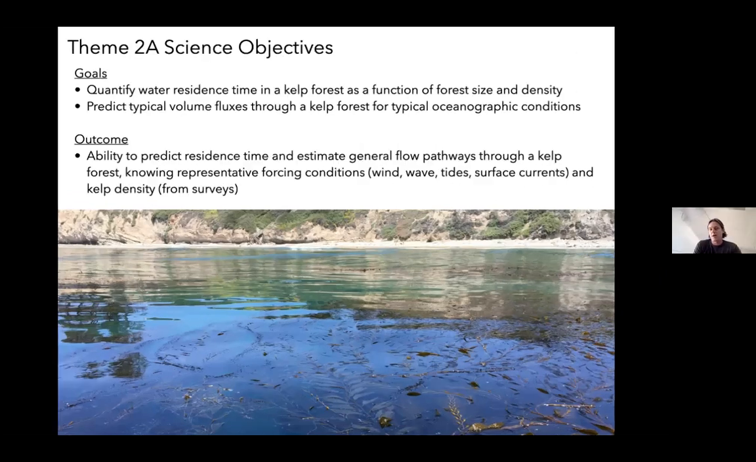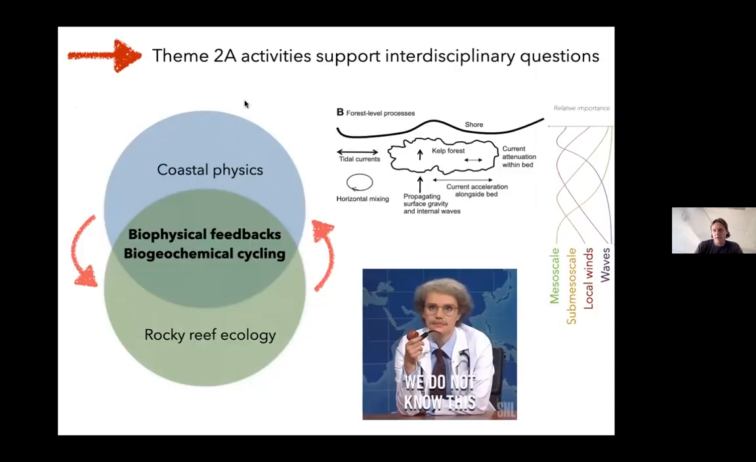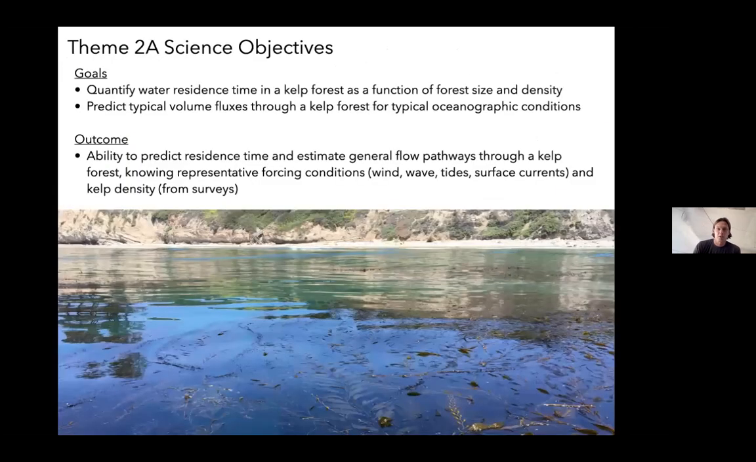I want to tie this idea of typical oceanographic conditions back to the cartoon of the different forcing mechanisms. We know that all these processes are present, but I don't think we have a really good understanding of how often these different processes are relevant or necessary to model accurately, with regard to the history of water or the fate of material that's leaving or coming to the kelp forest. So these are our overarching goals, hopefully with the outcome that we would be able to predict residence time and estimate general flow pathways through a kelp forest, knowing something about these representative forcing conditions and kelp density.